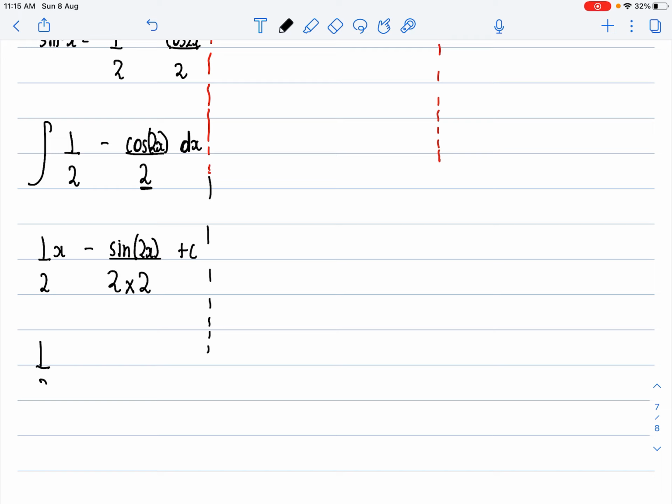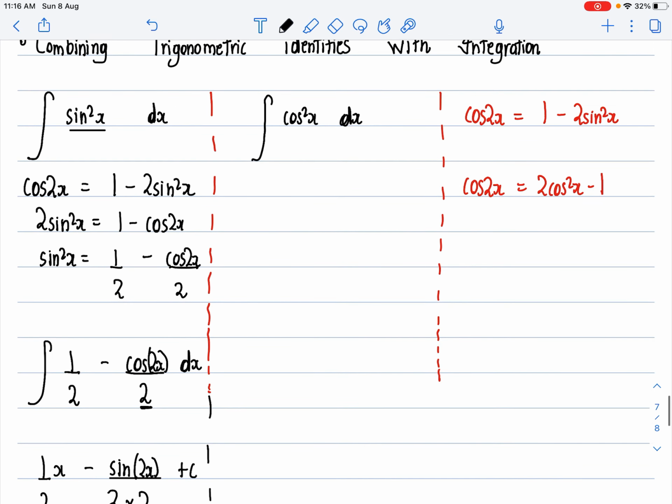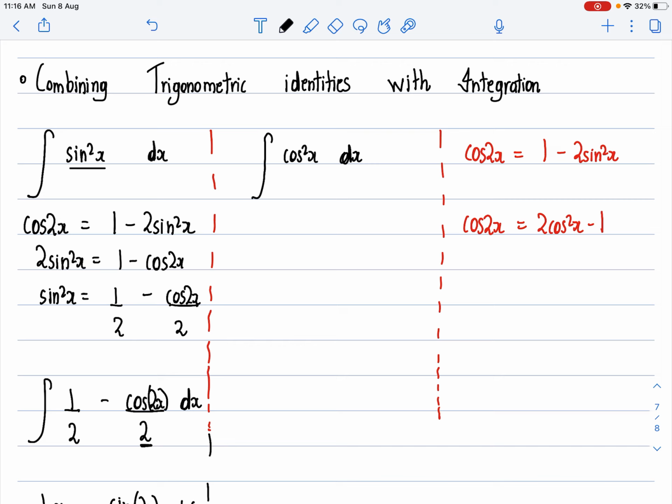So I can write this simply as half x minus sine 2x divided by 4 plus c. Correct? This is how I can simply write it. Now I have in the same way the integration of cos square x. So I know that cos 2x is equal to 2 cos square x minus 1. So I can make 2 cos square x the subject of the formula, so I can write this as cos 2x plus 1, which is equal to 2 cos square x.